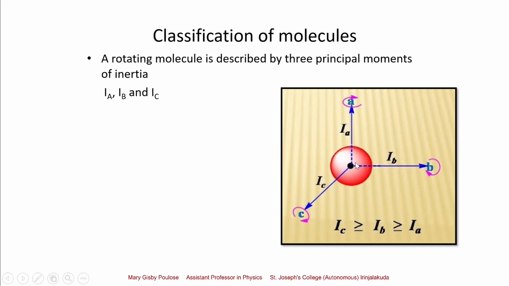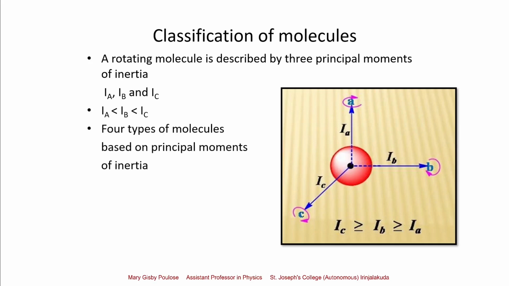Here, we always select these directions and principal moments of inertia in the order where IA will be the least, then IB will be greater than IA but less than IC, and IC will be the greatest. That is, IA is less than IB, which is less than IC. So there are four types of molecules based on the principal moments of inertia.